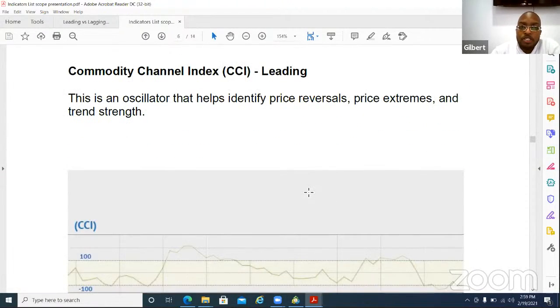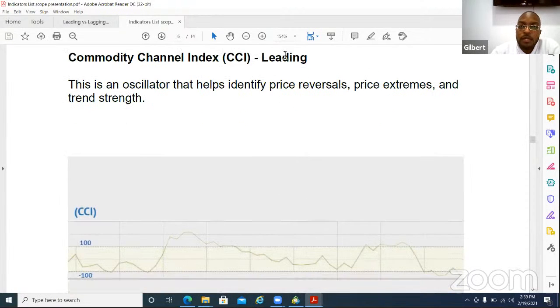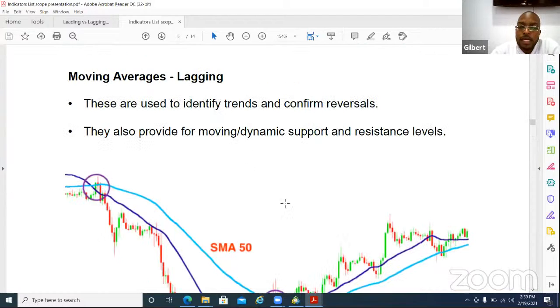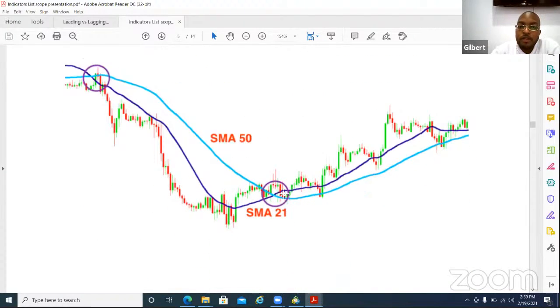We have the commodity channel index, which is also, this one is leading. Remember, this one was lagging. So the moving averages, we had classified them as lagging. And the reason for this is because the upward move has already started. By the time we're getting the confirmation, the market is already moving. Same thing here. The prices had already started falling by the time we got our confirmation.